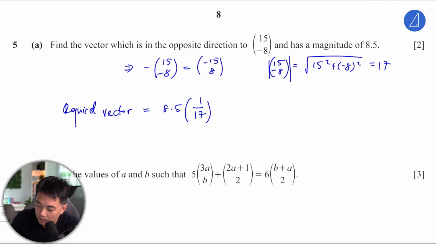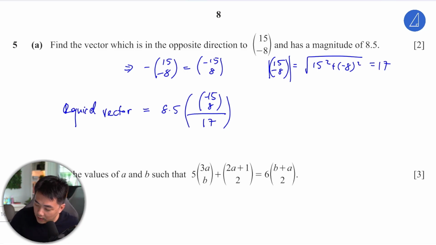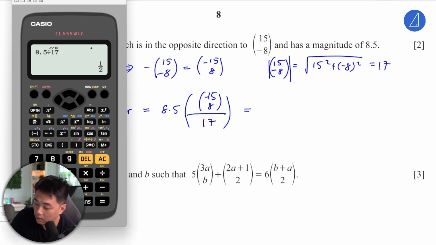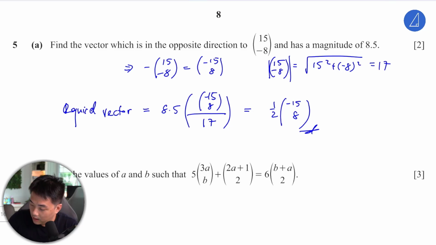So maybe I just put the 8.5 times (-15, 8) divided by 17. So this is the answer there. So 8.5 divided by 17 will be half. Oh wow. So that will be half of (-15, 8). Right. So that is how I will do it.